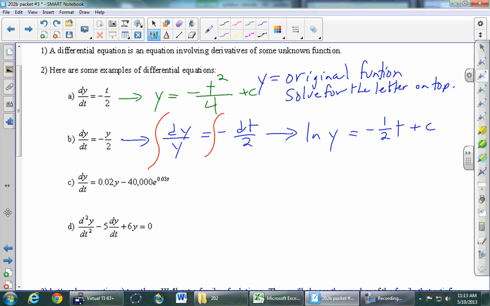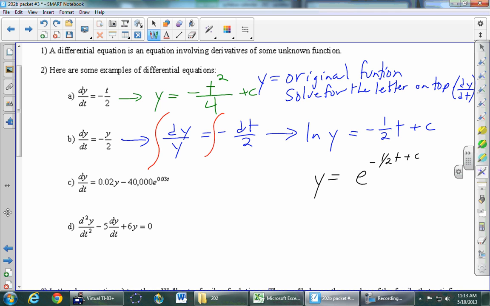I'm not looking at the right-hand side. T over 2, y over 2, I could care less. It's the derivative. dy, that's the thing that's on top. Okay, so we're supposed to solve for y. So what do we do to get rid of this ln? Raise it to the e. So we go y is equal to e to the minus 1/2 t plus c. It's in the power. That's where it is, right? And then you hit e to that thing, and it's there. It's got the e on it.